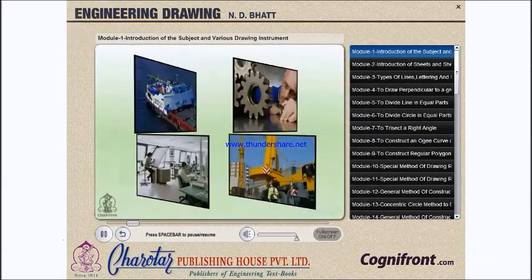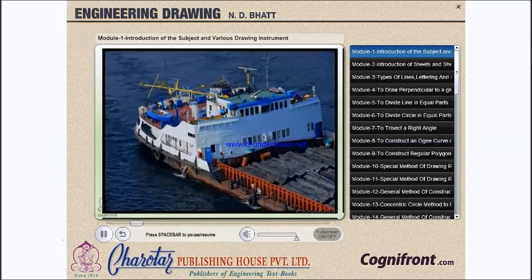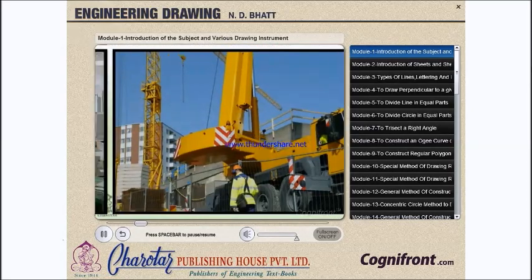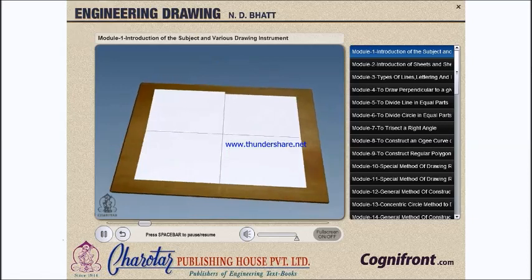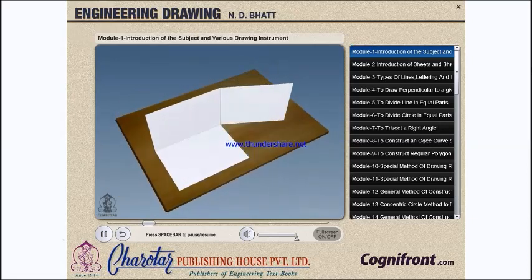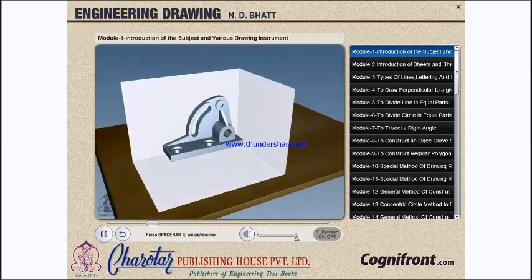Applications of engineering drawing are varied. For example, shipping industry, manufacturing, construction, and many more. Alright, so before we actually start drawing something, let's warm up with some important concepts. So first, let's take theory of projections.